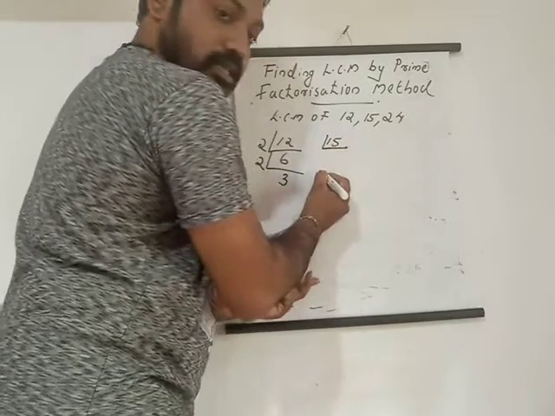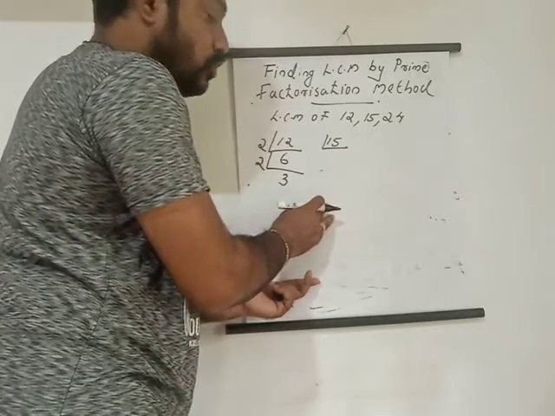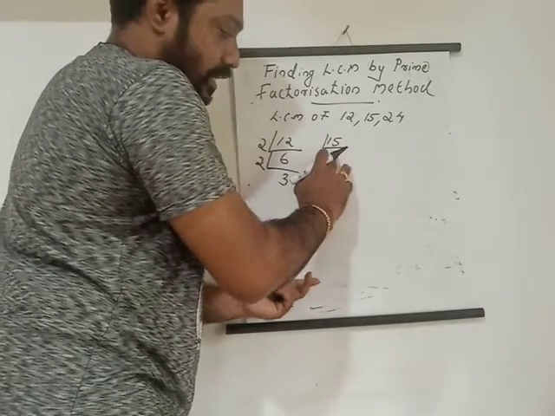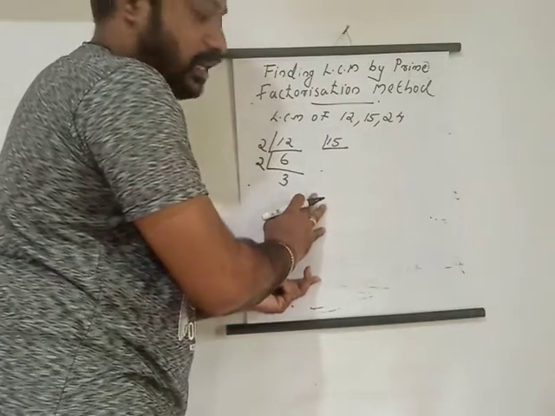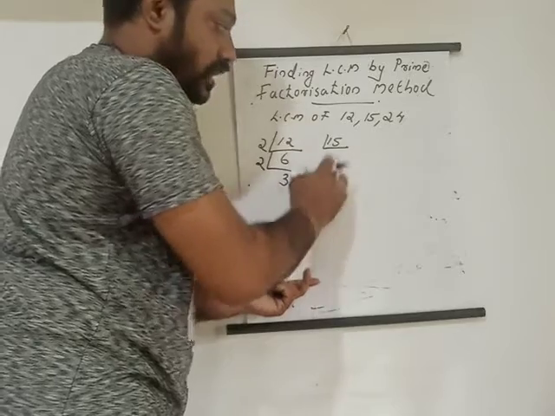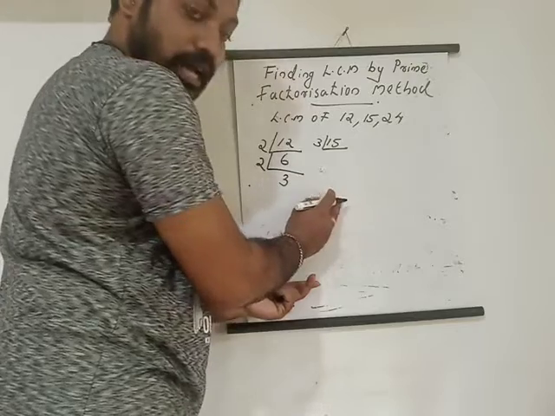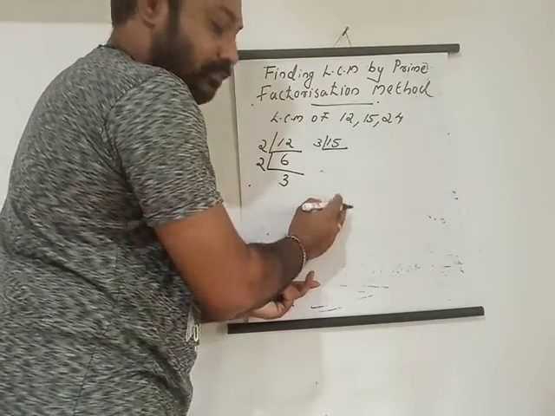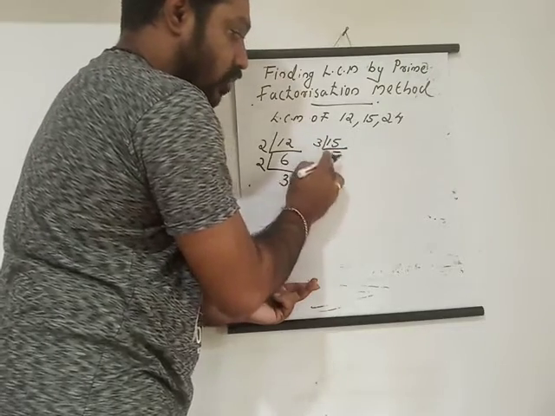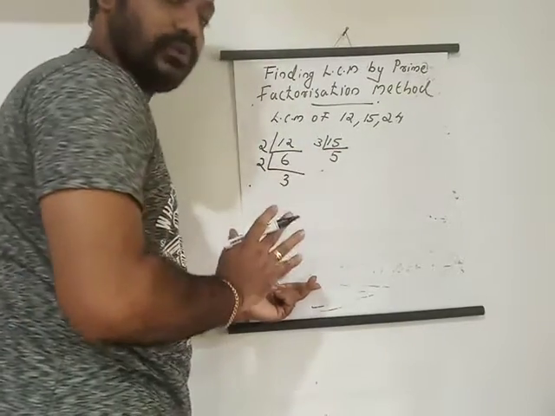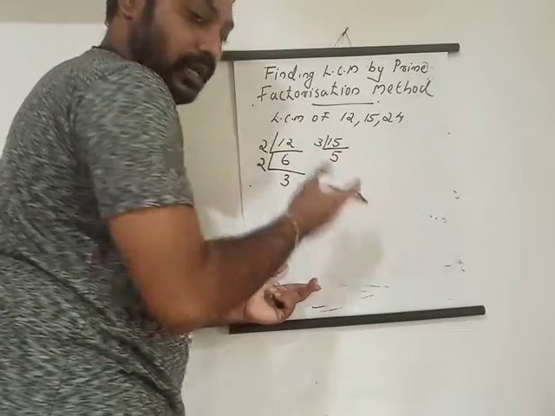Next, 15 we can write this way. 15 is an odd number, so we have to check with the next prime number, that is 3. You can see that 1 plus 5 is 6, and 6 is a multiple of 3, so we can do the factorization of 15 with 3. So 3 we are writing here. What is the next step? How many 3s are 15? 5 3s are 15. We got a prime number, so we have to stop at this stage. We got a 5 here, it's a prime number, so we don't need to do anything.